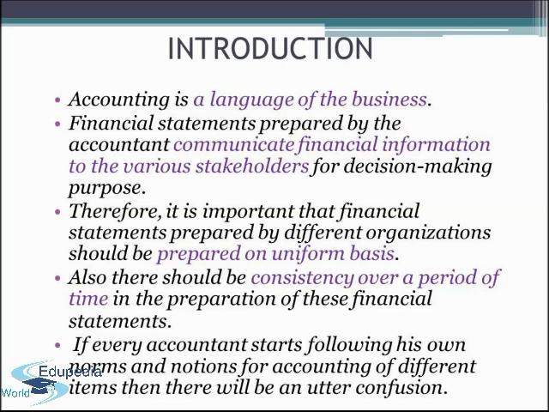Now, financial statements prepared by the accountant communicate financial information to various stakeholders for decision-making purpose. We have studied in Unit 1 of this chapter who are the different users of the accounting information. There were the owners, the investors, the creditors, the lenders, the customers, the government, etc. So many stakeholders were there who were the users of the accounting information. Now, the financial statements which are prepared are used by these stakeholders for rational decision-making purposes. Therefore, it is very important that financial statements prepared by different organizations should be prepared on a uniform basis, because these stakeholders require to compare the various financial statements of different organizations before taking any decision.